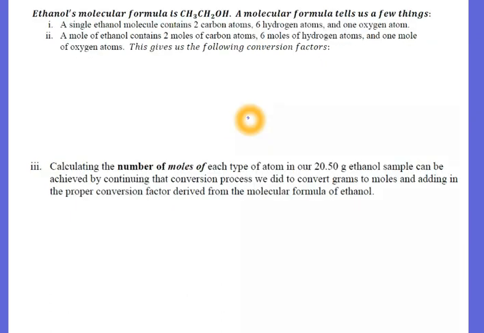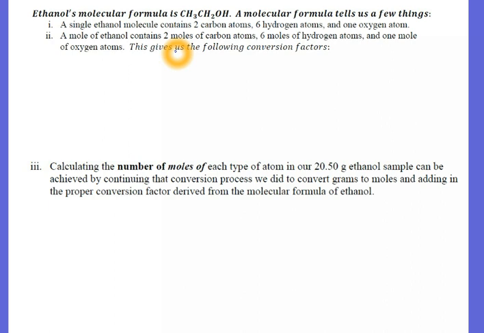So we're going to go back to our ethanol's molecular formula. The molecular formula again is everything that's in there, every type of atom and how many of each one. And so that tells us a couple things. A single ethanol molecule has 2 carbon atoms, 6 hydrogen atoms, and 1 oxygen atom. And 1 mole of ethanol contains 2 moles of carbon atoms, 6 moles of hydrogen atoms, and 1 mole of oxygen atoms. So we end up with conversion factors that we can use for other things.